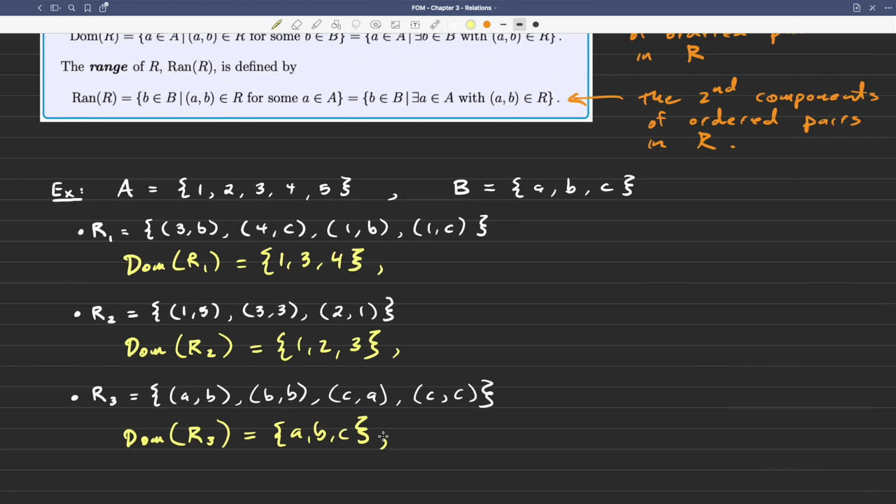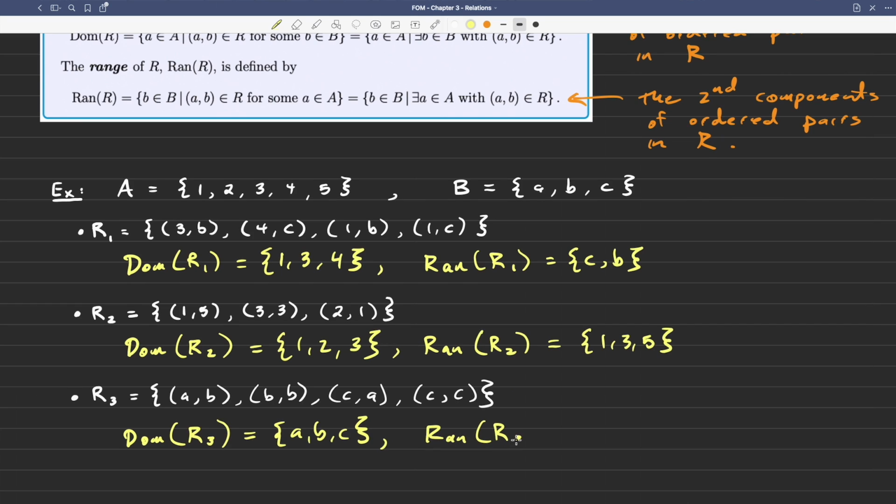And now let's go do the range. The range is just as easy. It just means read off what the second components of the ordered pairs are. So the range for R1, so the collection of second components, I see C and B are the only elements that appear as second components. For the second example, the range of R2, I see 1, 3, and 5 appearing as second components. And for the third example, the range of R3, I see A, B, and C.